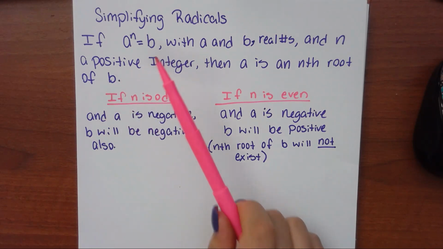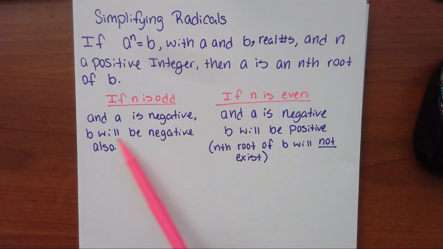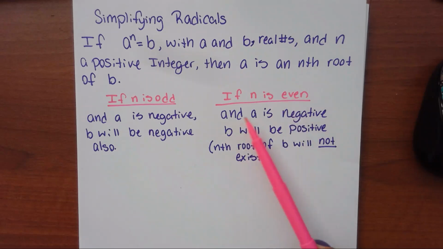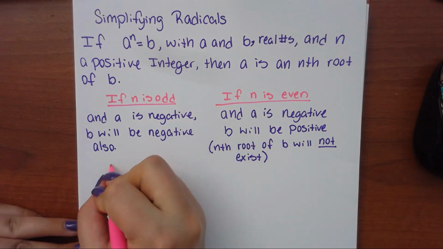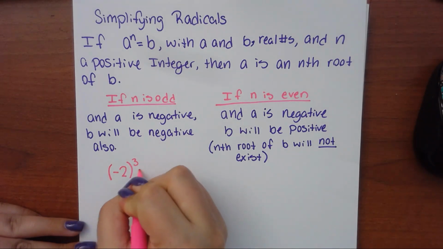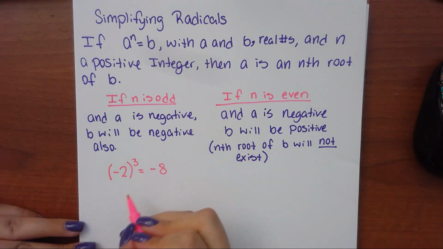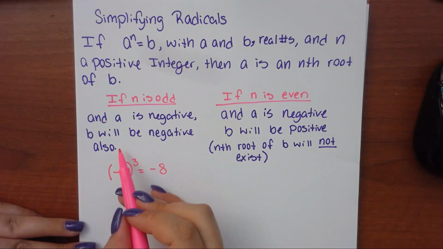A couple of things to note. If n is odd and a is negative, then b will also be negative. If n is even and a is negative, then b will be positive. But the nth root of b will not exist, and I'll show you what I mean by that in a second, okay? So let's just put this with numbers. Negative 2 to the third power is equal to negative 8, because it's negative 2 times negative 2 times negative 2. So it stays negative. So that's what I meant by b will also be negative.